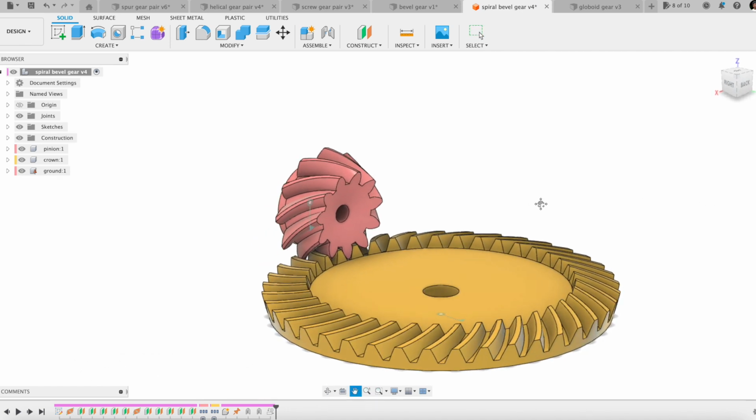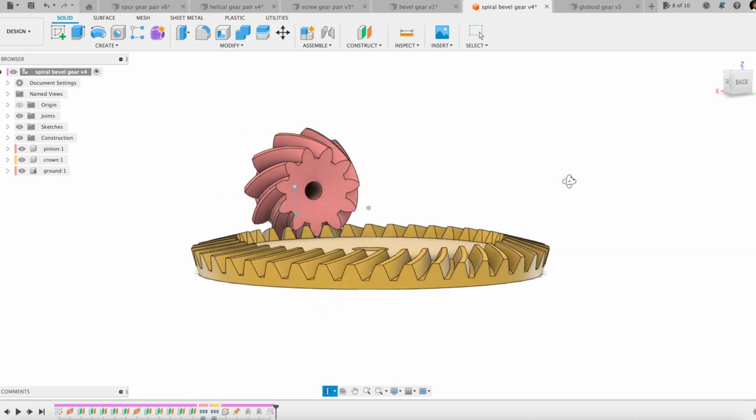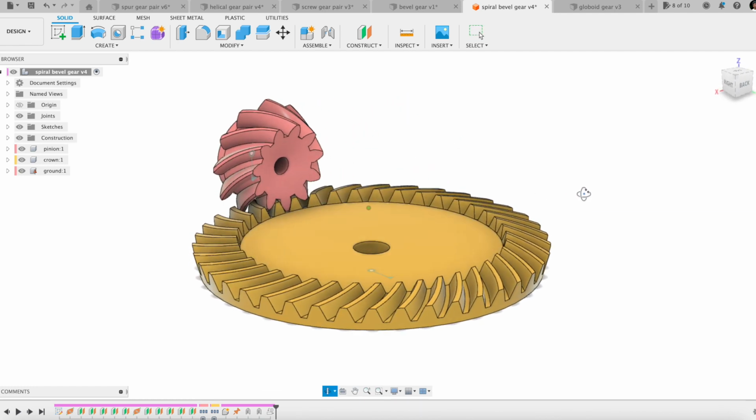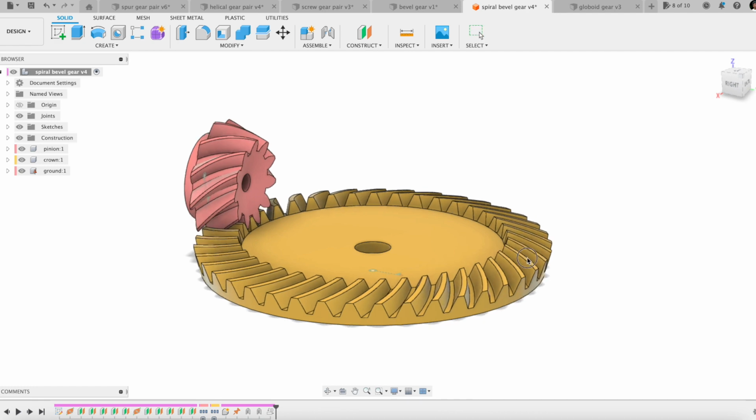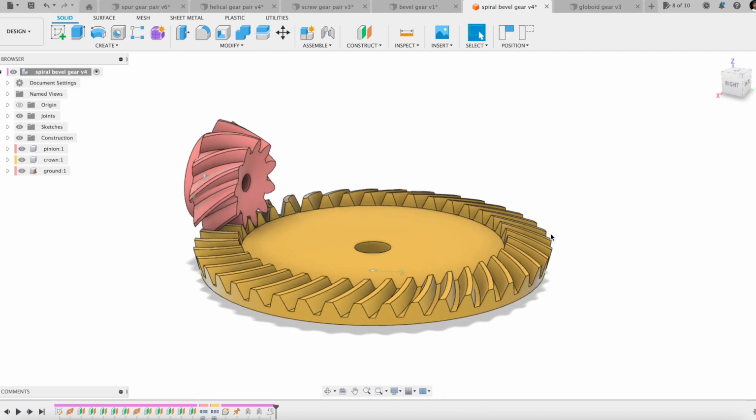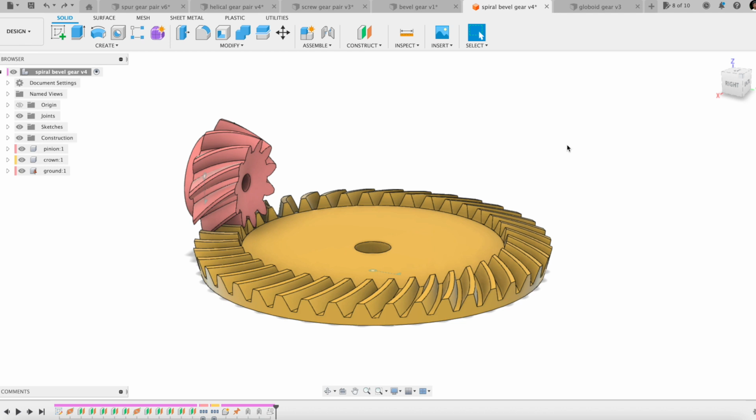At that time I cut the tooth in 7 slices. Now there are 12. I'm not sure there is a benefit, but there is a cost: more calculations for Fusion 360.